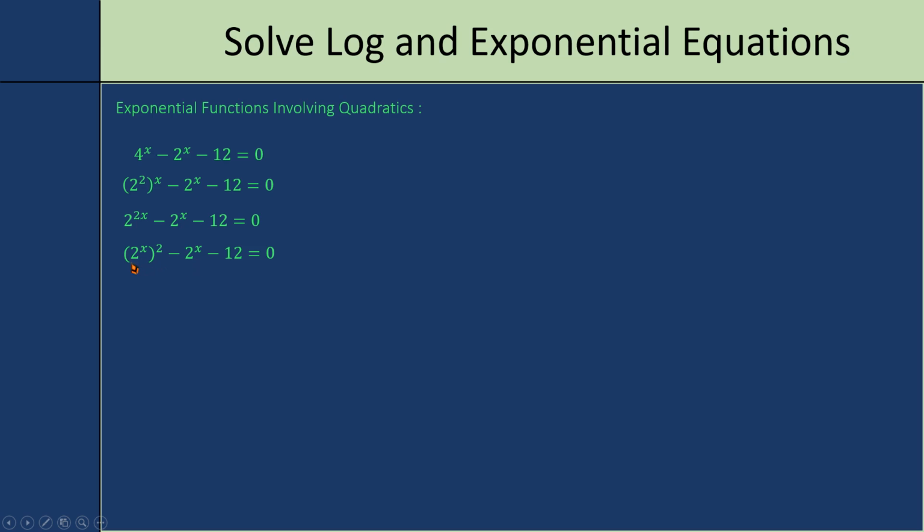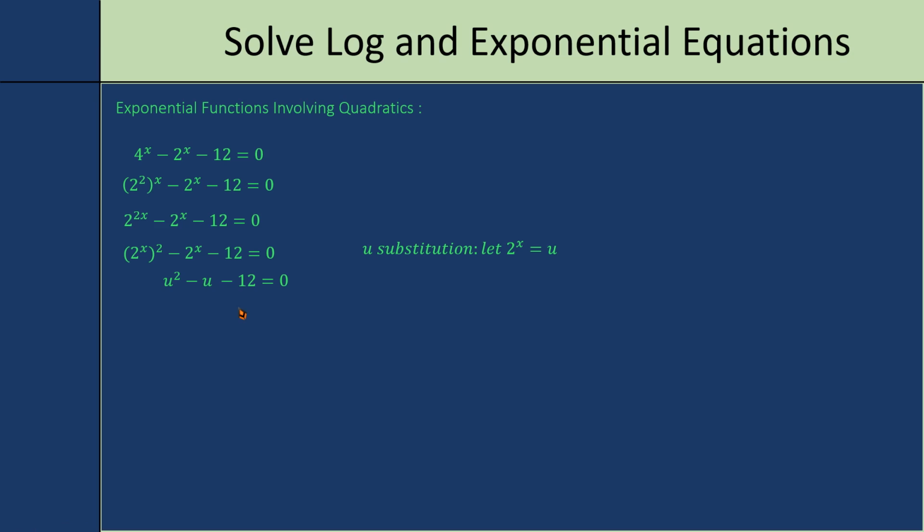If they're the same now, I can do something called the u substitution. Okay, I let that thing that looks the same, the 2 to the x, equal u. And I replace that with u. So I have u squared, because that's 2 to the x squared, minus u, because that's 2 to the x, minus 12. Now that looks like a quadratic.